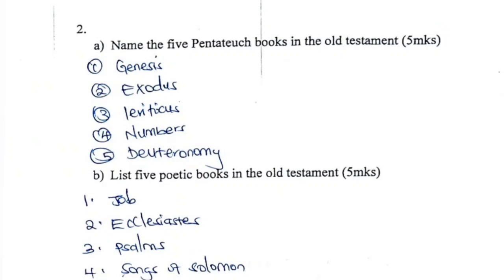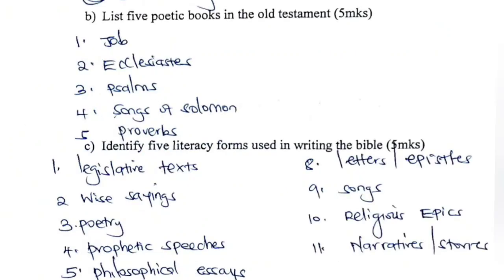2b, list 5 poetic books in the Old Testament. Poetic books, we have Job, Ecclesiastes, Psalms, Songs of Solomon, Proverbs. So Job, Ecclesiastes, Psalms, Songs of Solomon, Proverbs.